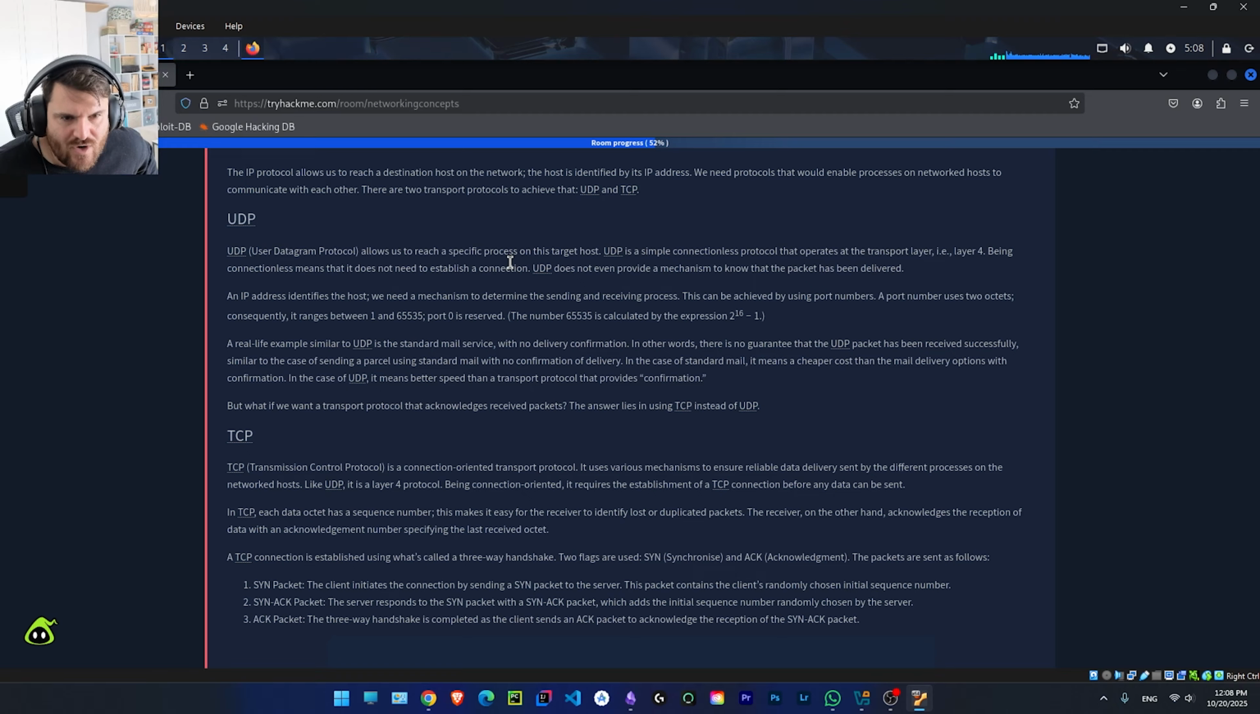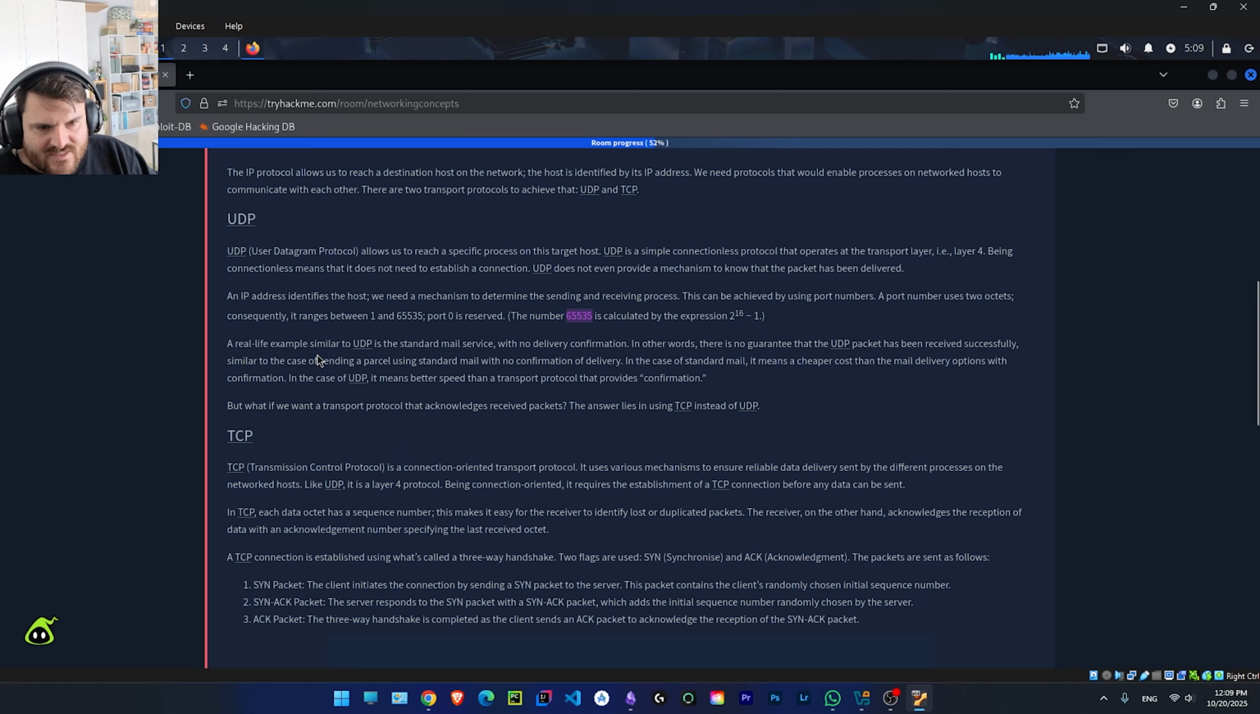An IP address identifies the host. We need a mechanism to determine the sending and the receiving process. This can be achieved by using a port number. A port number uses 2 octets. Consequently, it ranges between 1 and 65,535. Port 0 is reserved. The number 65,535 is calculated by the expression 2 to the power of 16 minus 1.